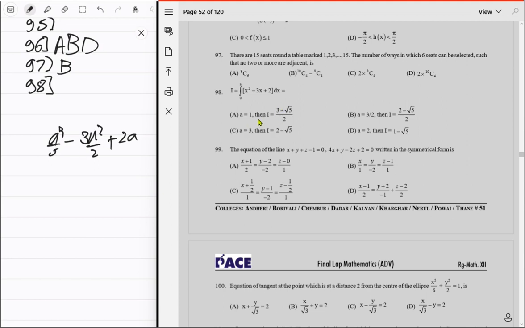अच्छा. A equal to 1, then I equal to this thing. What? Are you serious? No, no, no, no. That's just not correct. Square roots कैसे आ रहा है इसमें? कुछ भी.